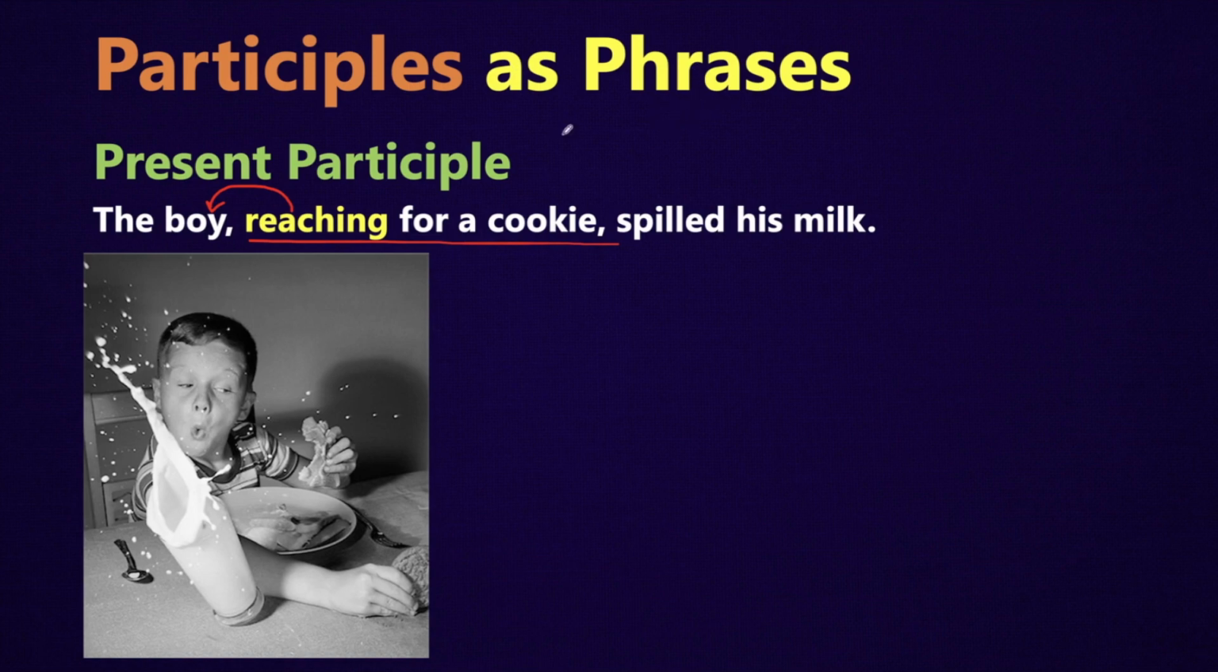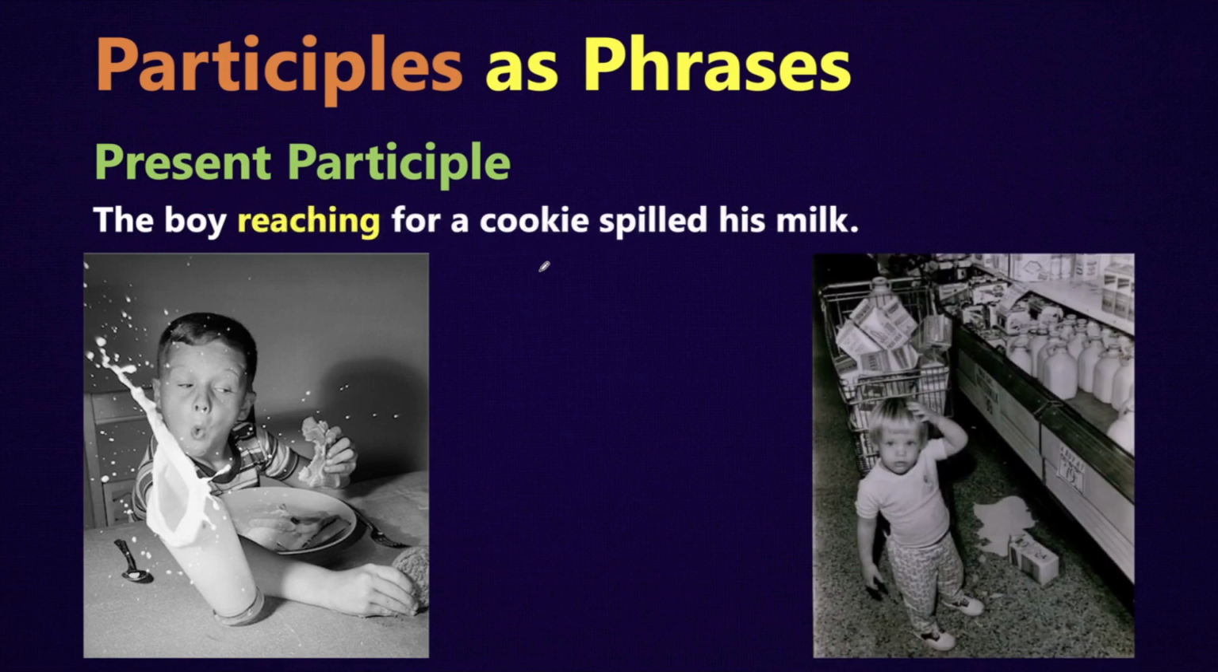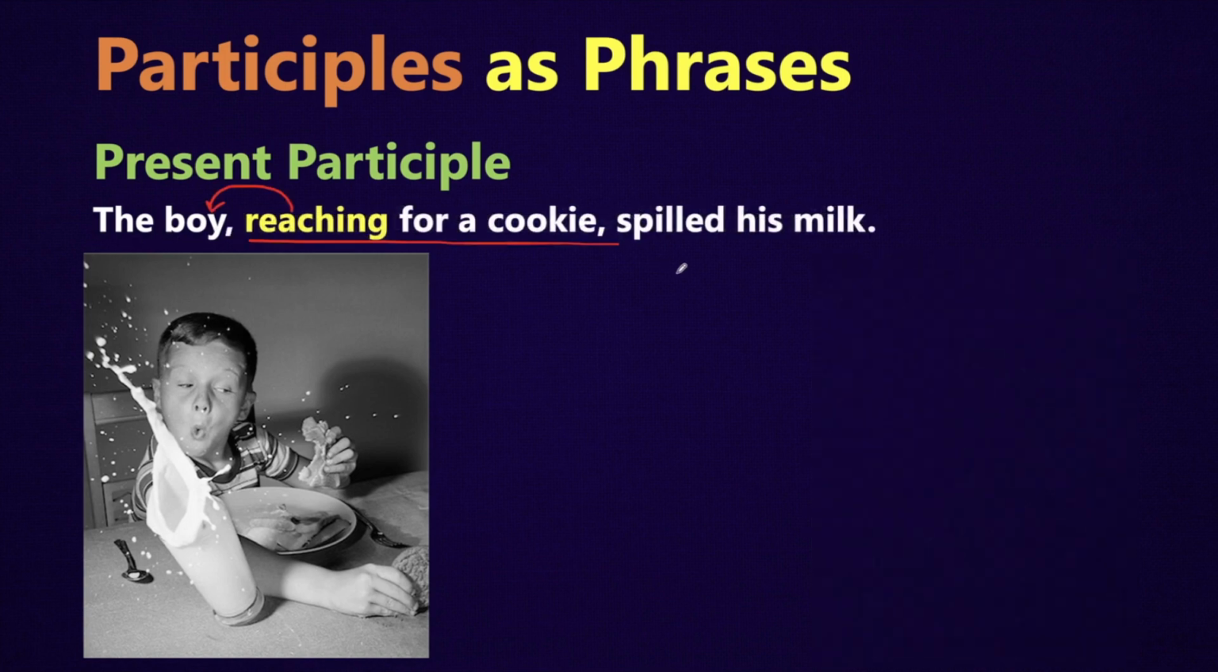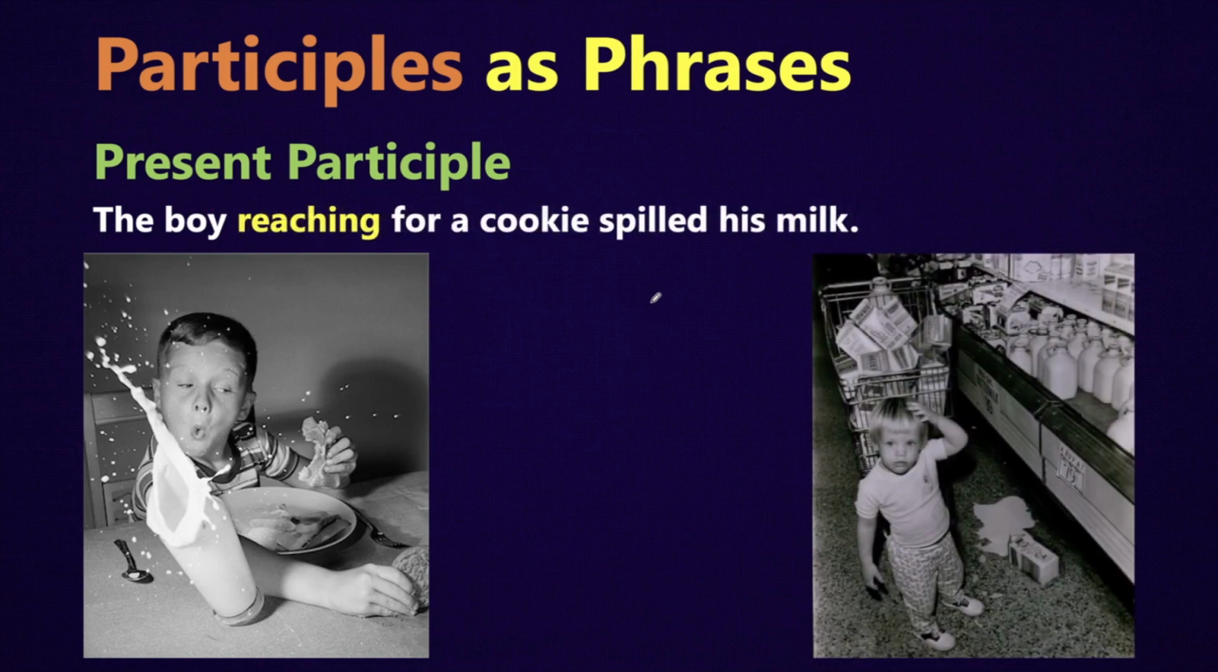So these phrases are working like adjectives. They're adjectivals, but they can go either at the beginning of the sentence, before the subject. They can go after the noun that they're describing. And we can even see them a little bit different here without the commas. So the boy reaching for a cookie spilled his milk. In the first one here, we see that there are commas on either side of the participle phrase, and here we have no commas. Now, what's the difference there?